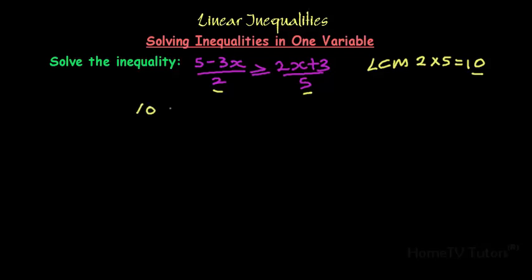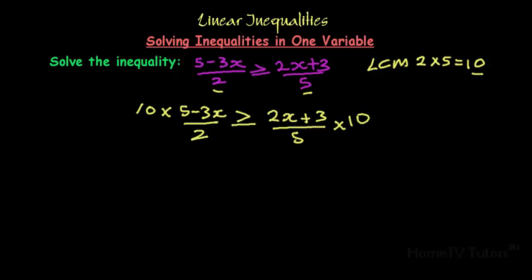Okay, so we have 10 times (5 minus 3x) over 2. Then you write the inequality sign. So on the right hand side you do the same thing, that is, you multiply (2x plus 3) over 5 by 10. Okay, so now let us work this out.